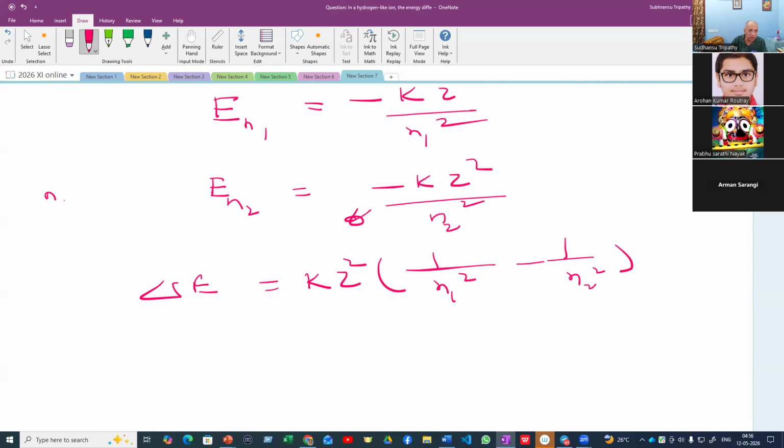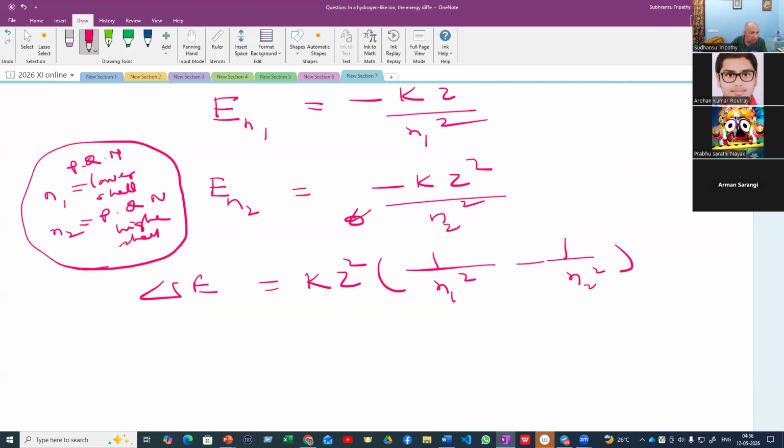So N1 is the principal quantum number of the lower shell, and N2 is the principal quantum number of any higher shell. PQN is principal quantum number, the shell number 1, 2, 3, 4. So if you write in place of delta E as hc nu bar, which Ritz did, he made an equation involving wave number. Wave number is equal to this much.